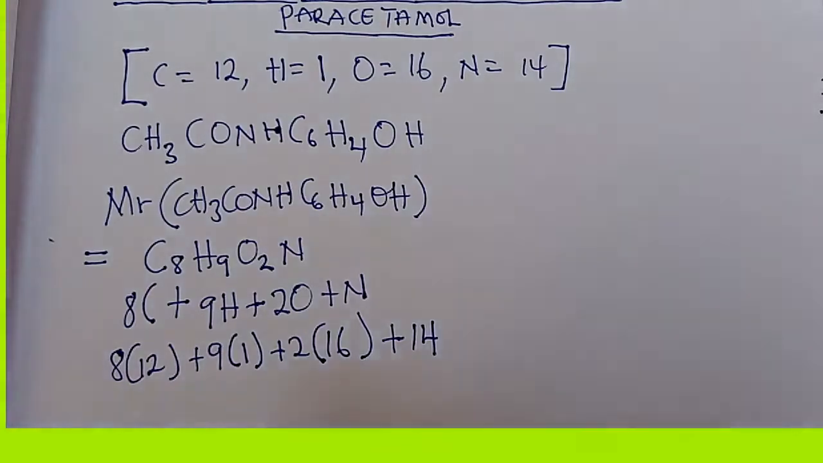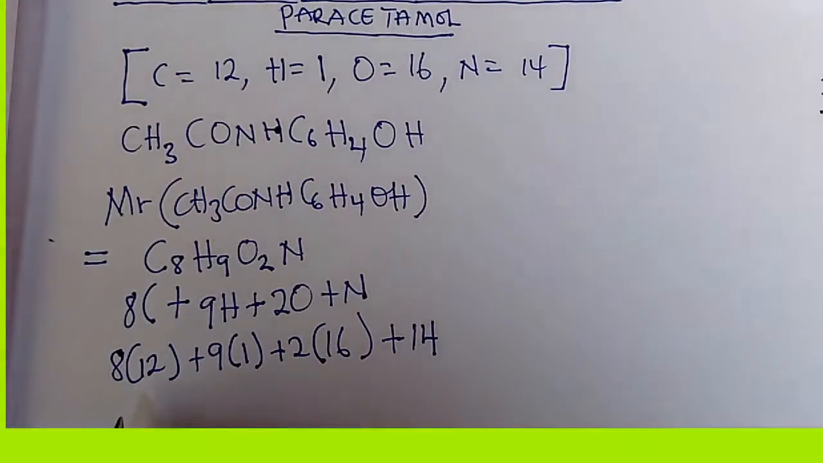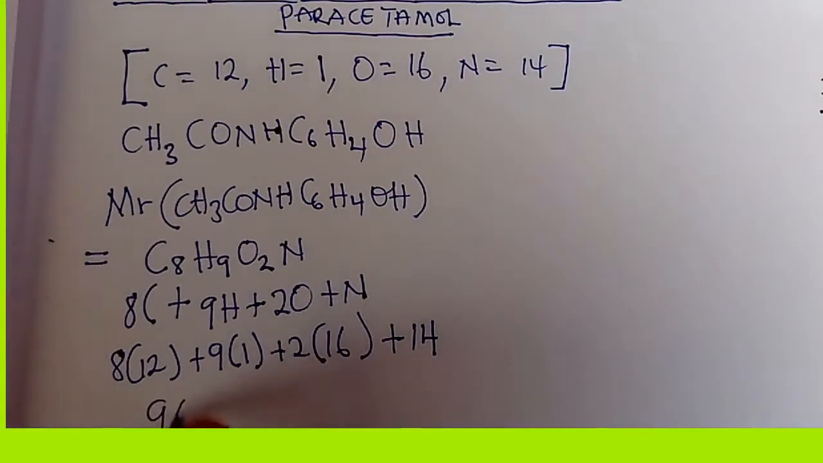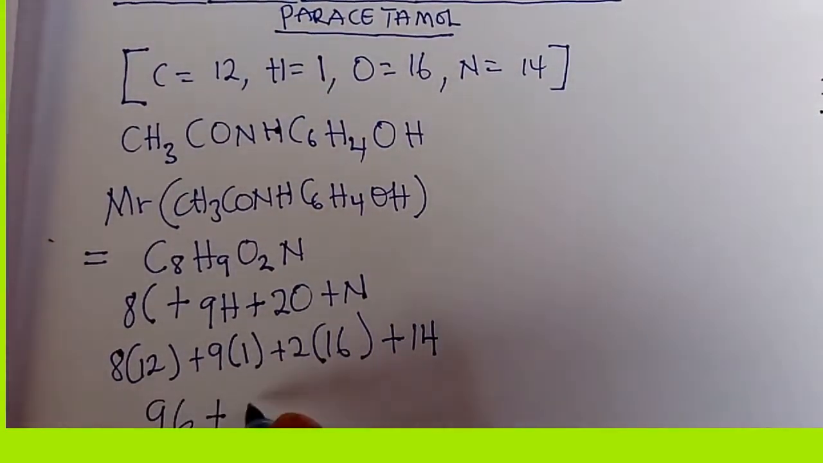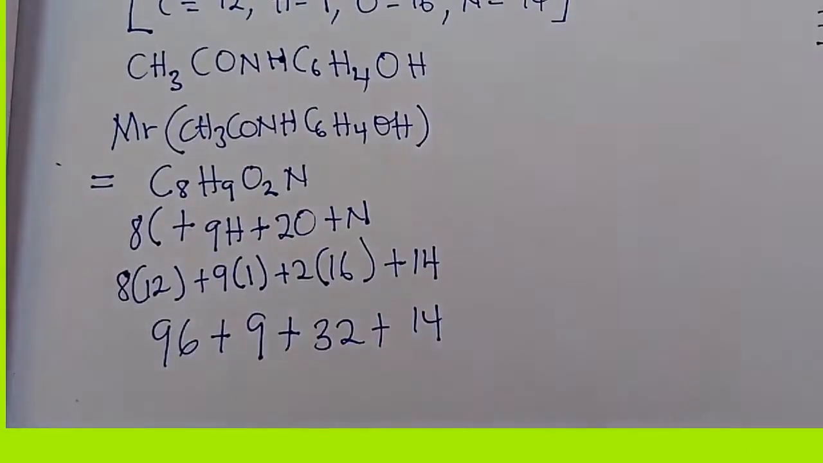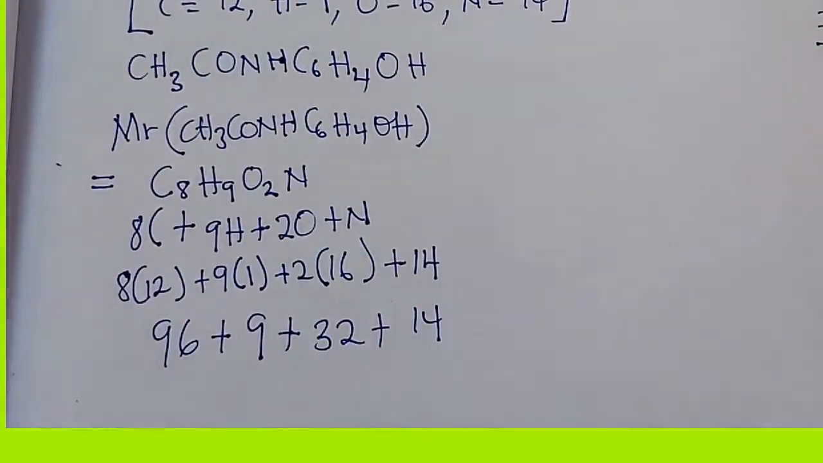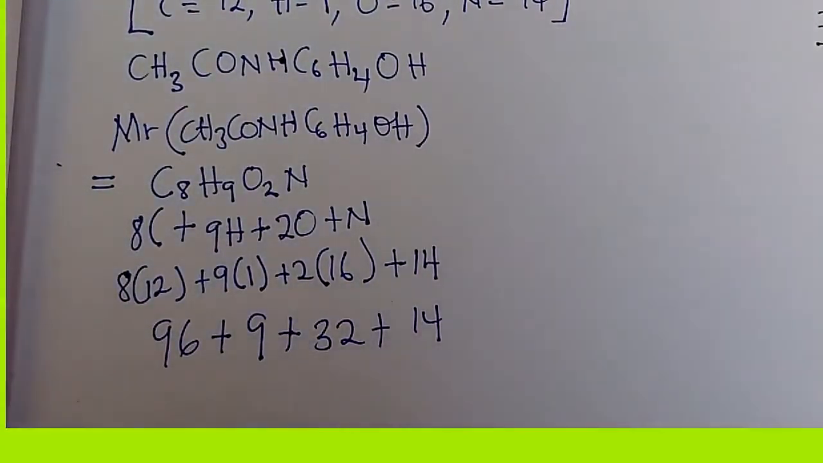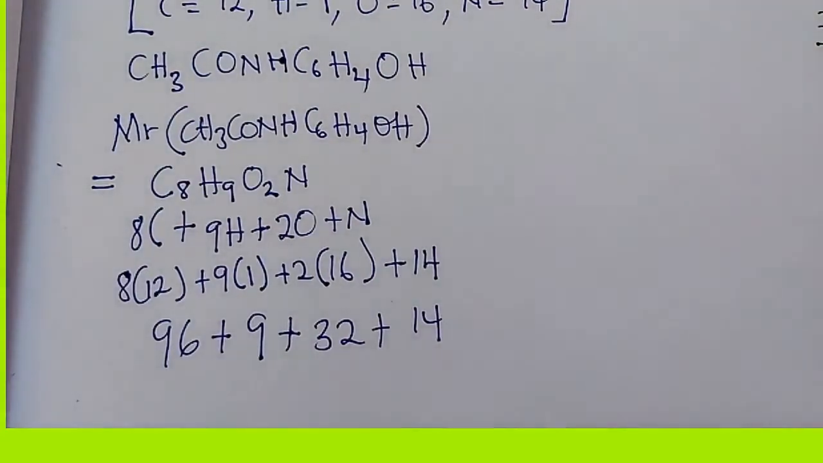Let's continue. That 8 times 12 gives me 96. Plus 9 times 1 will just give me 9. Plus 2 times 16 gives me 32. Plus 14 here. So gradually we are getting there. How do we do next? Just add everything together.